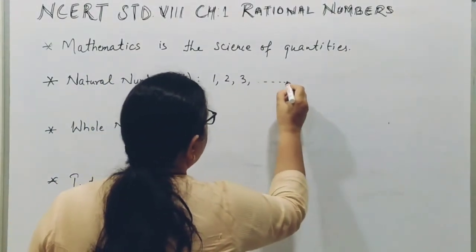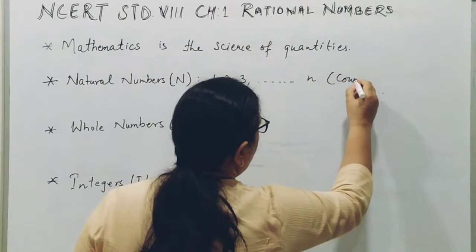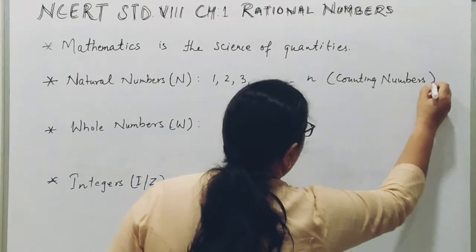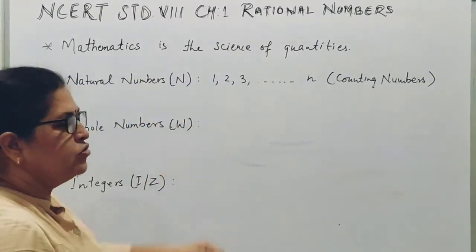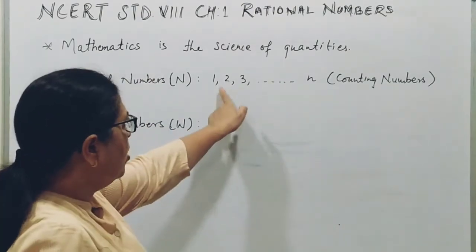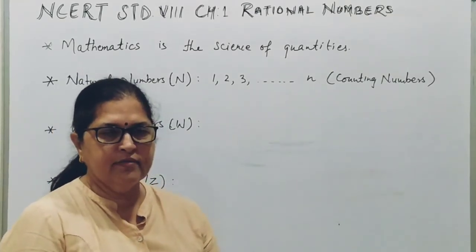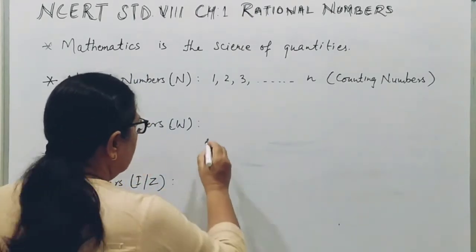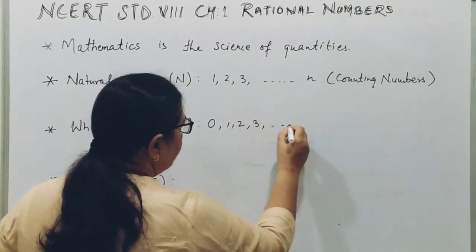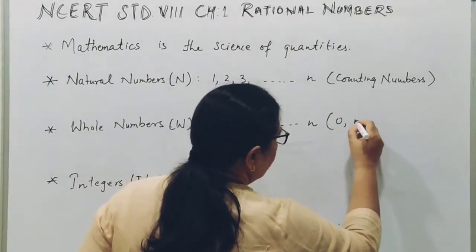Counting numbers are endless. Here n is a variable which can take any value. Counting numbers are also known as natural numbers and they are denoted by the capital letter N. Now here we observe that in natural numbers 0 is missing. If we include 0 in the set of natural numbers, we get a new set of numbers that is known as whole numbers, and the set of whole numbers is denoted by letter W. So it is 0 and all natural numbers.